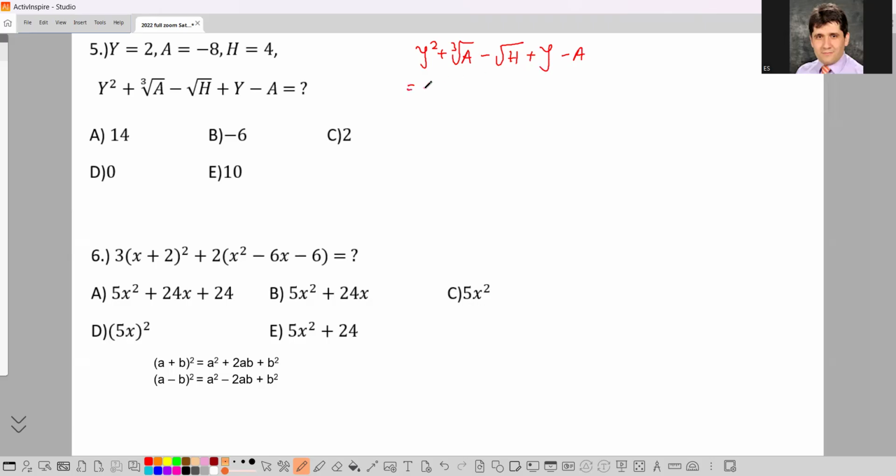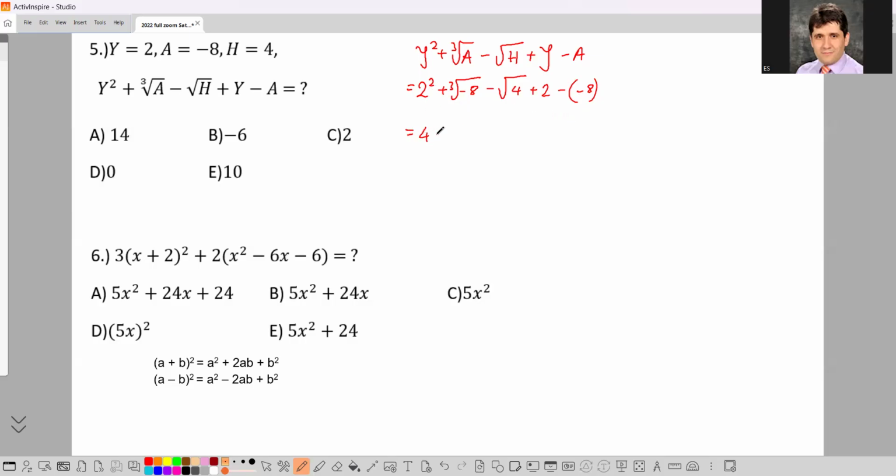And if we just substitute here the numerical value, wherever there is y, we put 2, so 2 squared plus cube root of a, but a is negative 8, minus square root of h, but h is 4, plus y, and y is 2, minus a, but a is negative 8. One common mistake would be that here we will write just minus 8. It's not minus 8, it's minus negative 8.